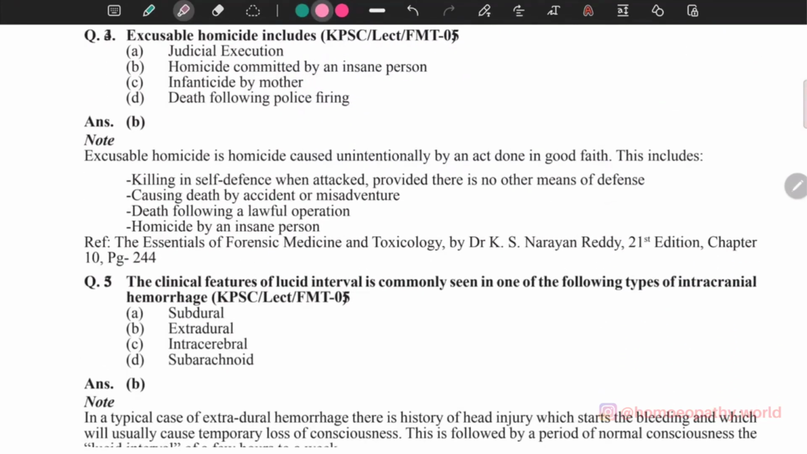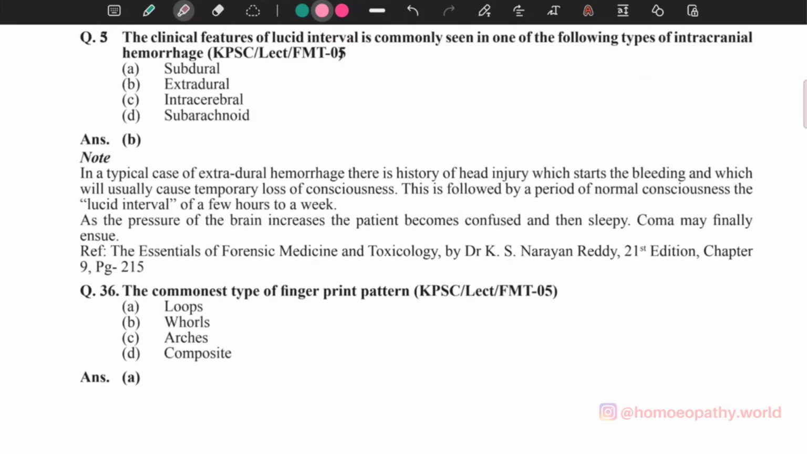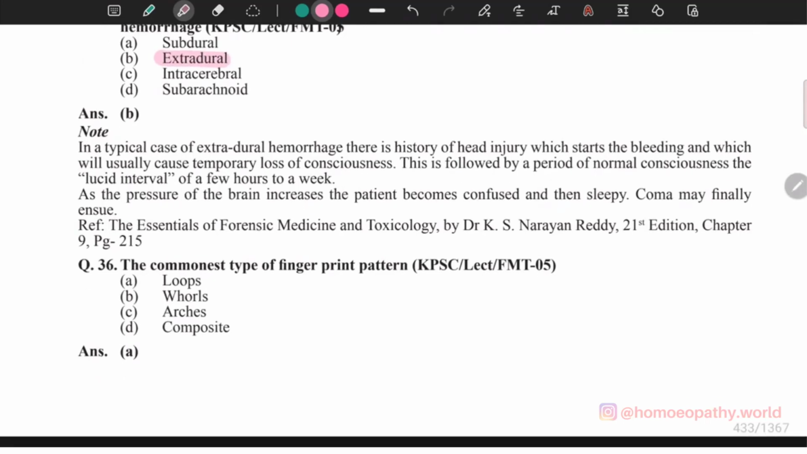Okay. Next question. Excusable homicide includes A. Judicial execution, B. Homicide committed by an insane person, C. Infanticide by murder, and D. Death following police firing. So the answer is homicide committed by an insane person. Next question. The clinical feature of lucid interval is commonly seen in one of the following types of intracranial hemorrhage. A. Subdural, B. Extradural, C. Intracerebral, and D. Subarachnoid. The answer is extradural.